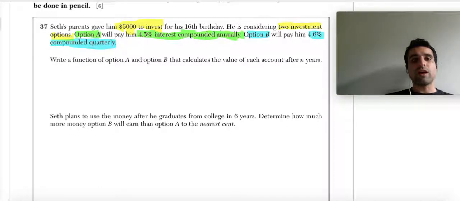Write a function for option A, which again I use green. So we'll write that in green. And for option B, which I use blue, B for blue, that calculates the value of each account after n years. So they're using n for the number of years.